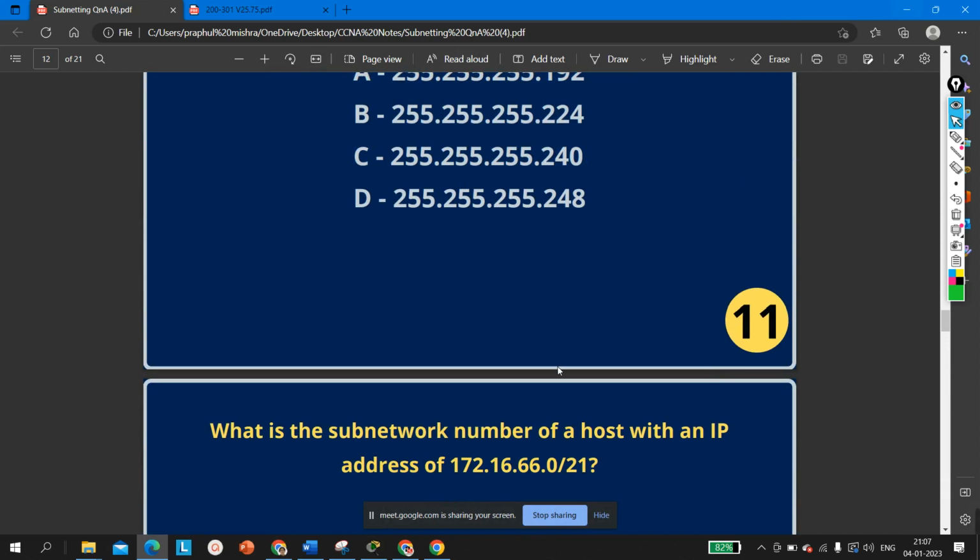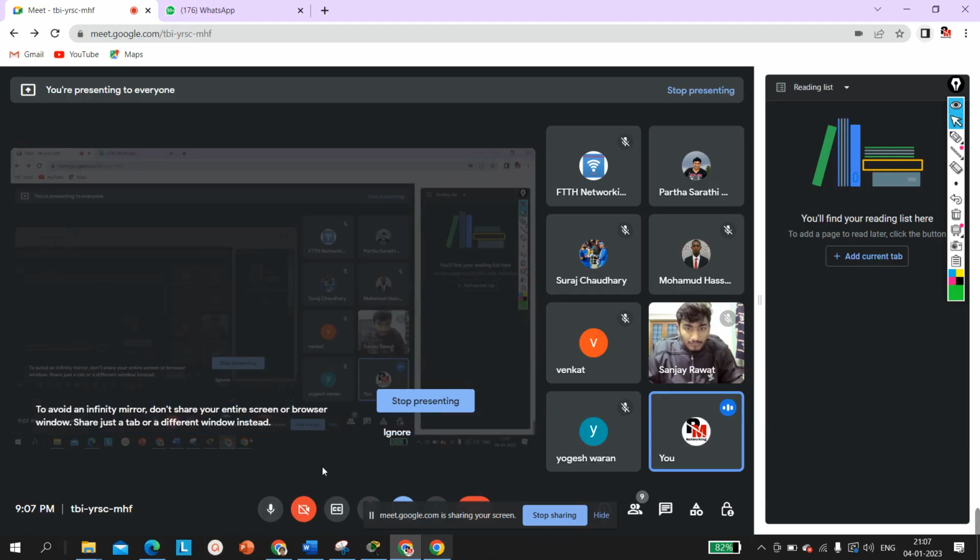Now we are going to discuss VLSM, variable length subnet mask.